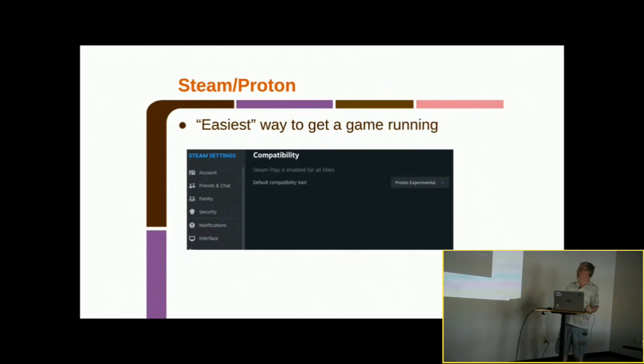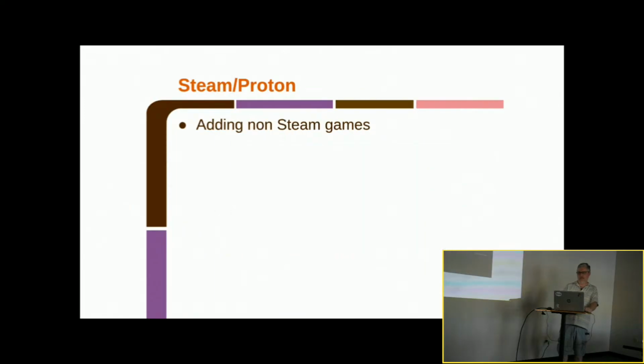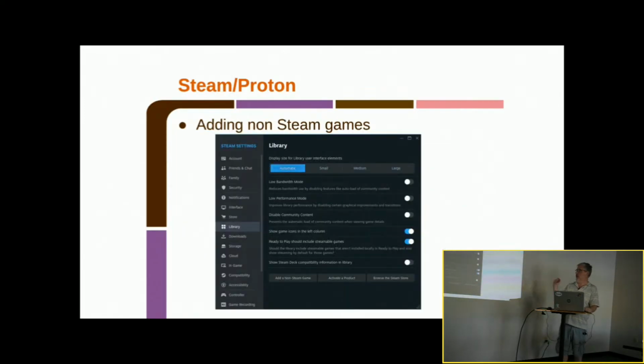The easiest way to get a game running is in Steam. There is no question. There used to be a checkbox where you could enable Steam Play for all games, but now they just make it the default. So if you own a game on Steam, or you can get a game loaded into Steam, odds are it's going to work. You can also add non-Steam games.